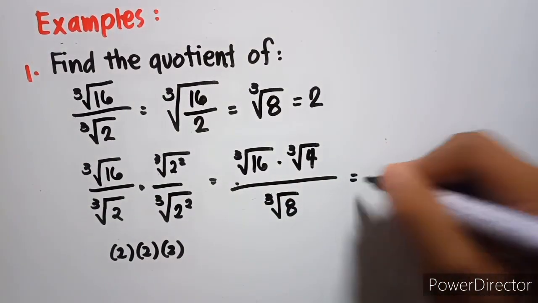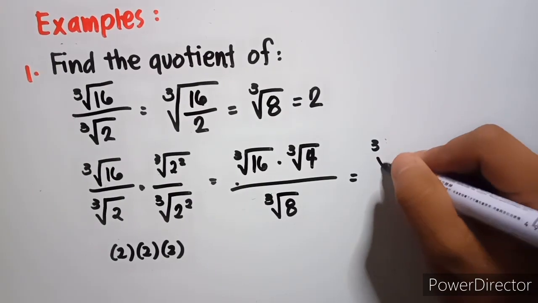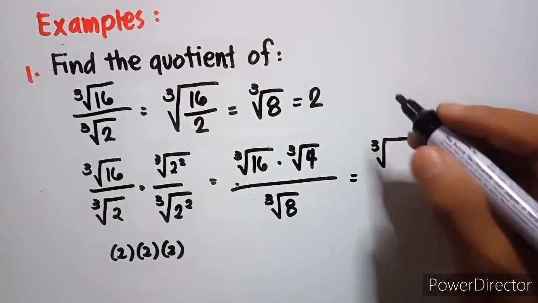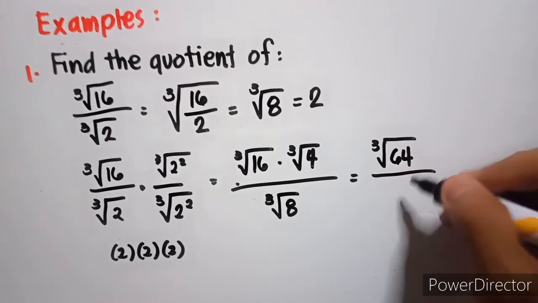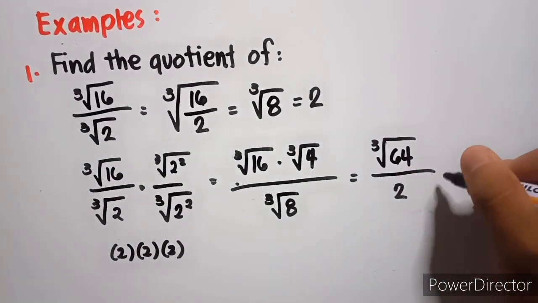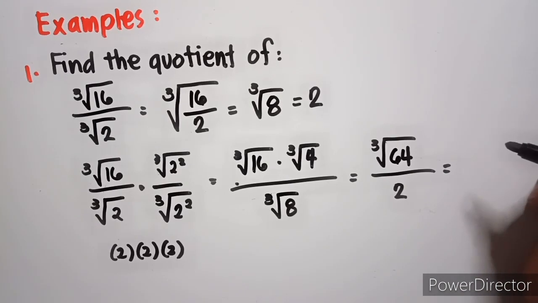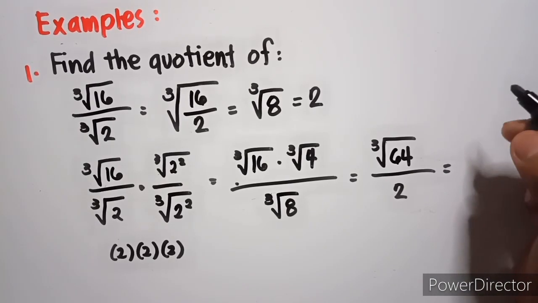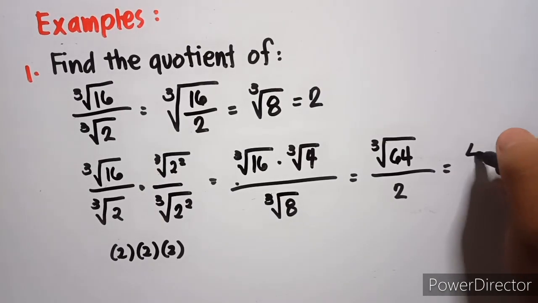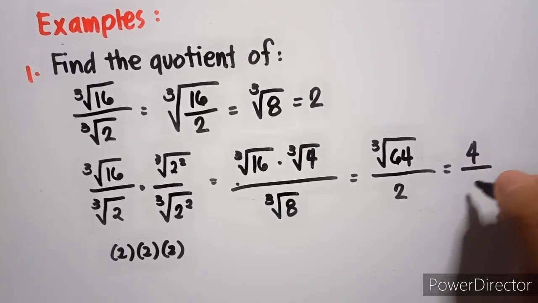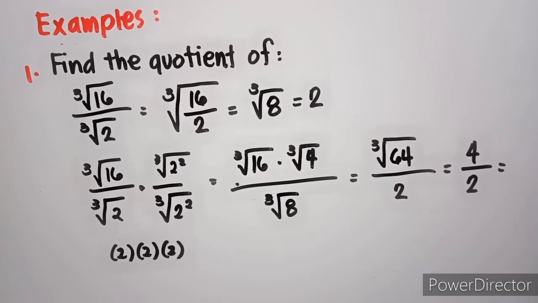So, this is equal to cube root of 16 times 4, 64, over cube root of 8, that is 2. So, this is equal to, ano ang cube root ng 64? 4. Then over 2. So, the answer is 2.